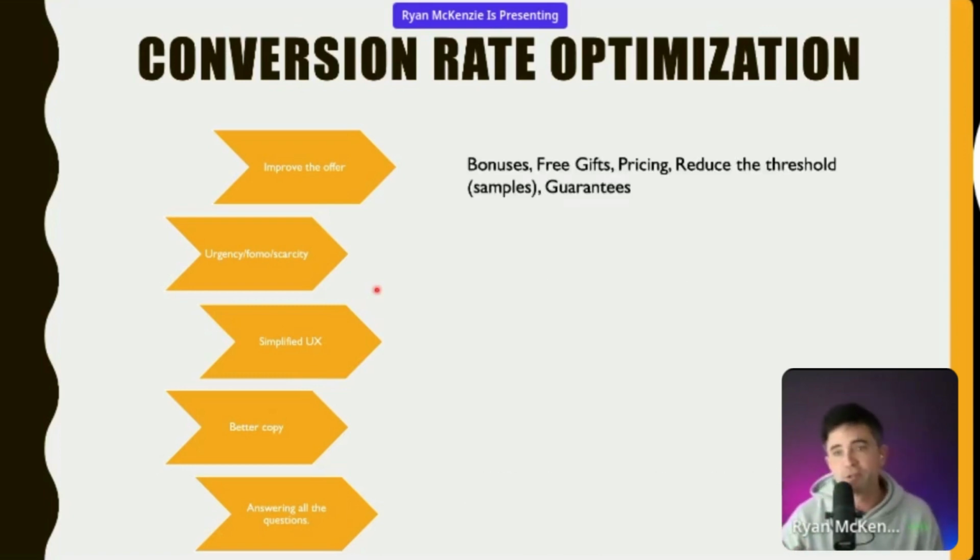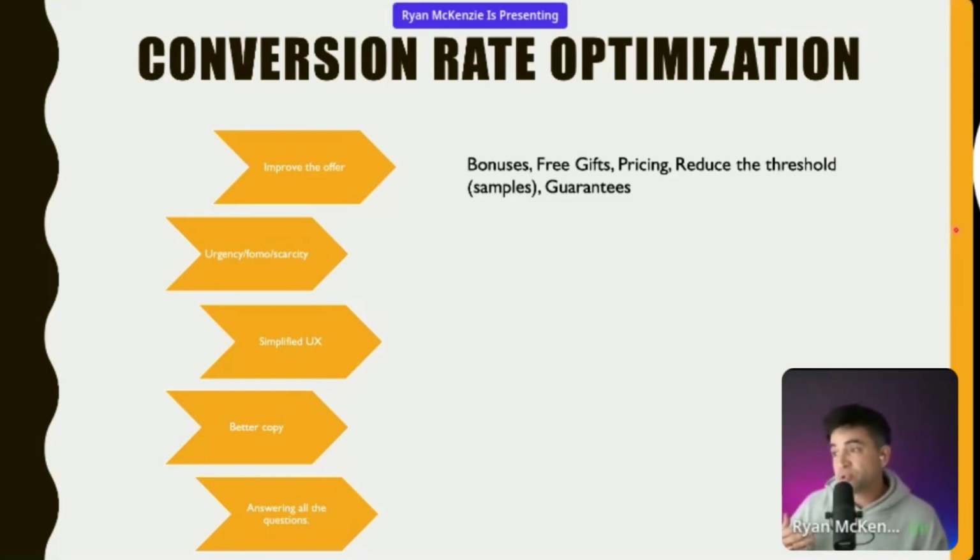So the first thing, improve your offer. What are bonuses that you can give people? That could be like Javi gives a recipe book, free gift with purchase, adjusting your pricing. Sometimes your product might not be priced right. Sometimes it's priced too low, and when you push the pricing up, you see an increasing conversion rate because people see a higher perceived value, or vice versa. Sometimes you need to push it down a little bit.